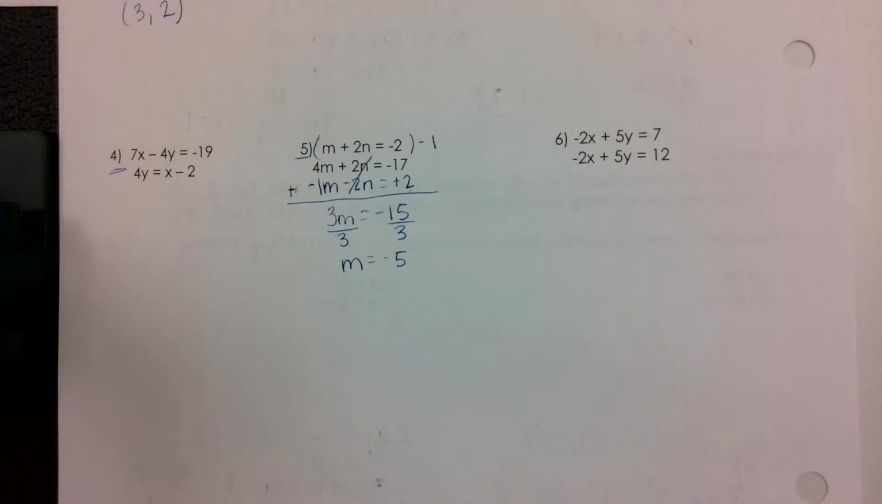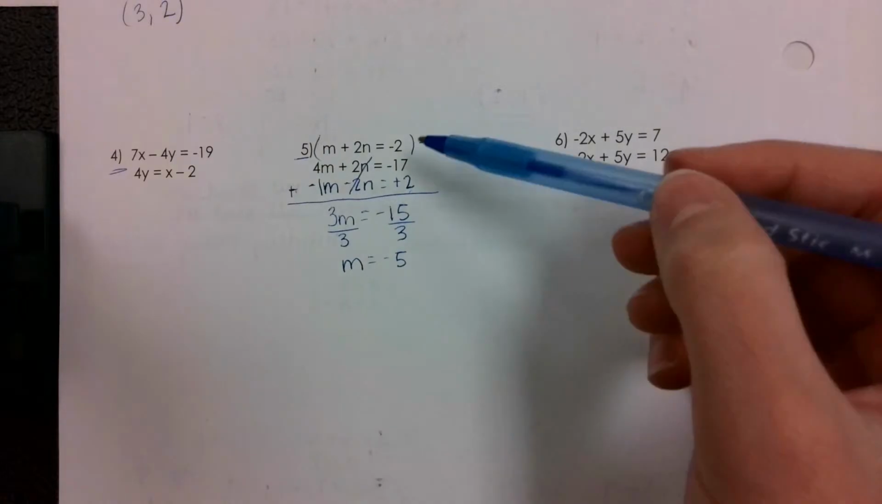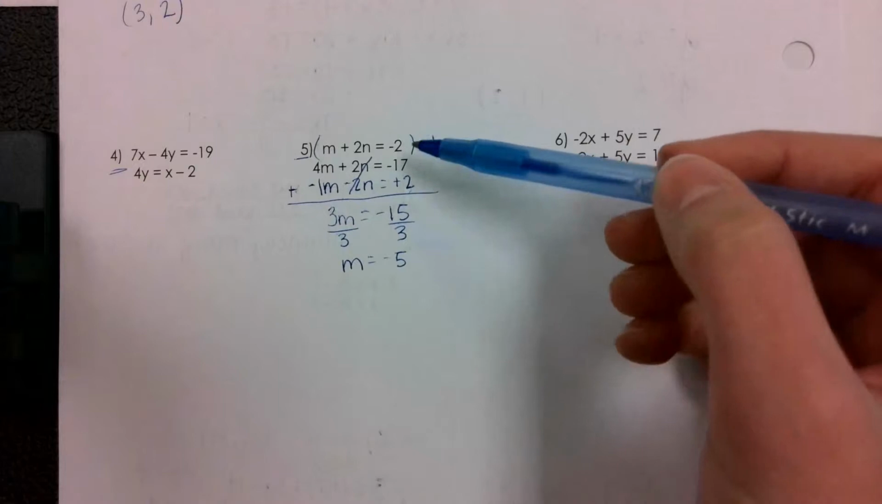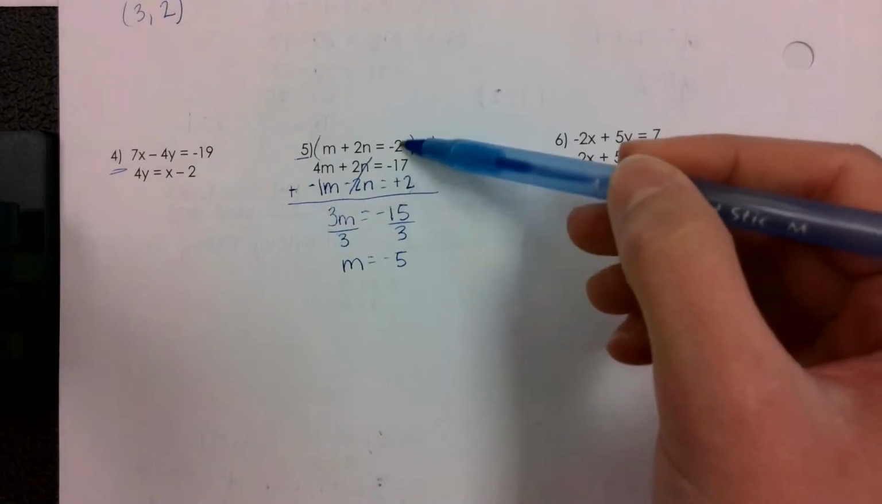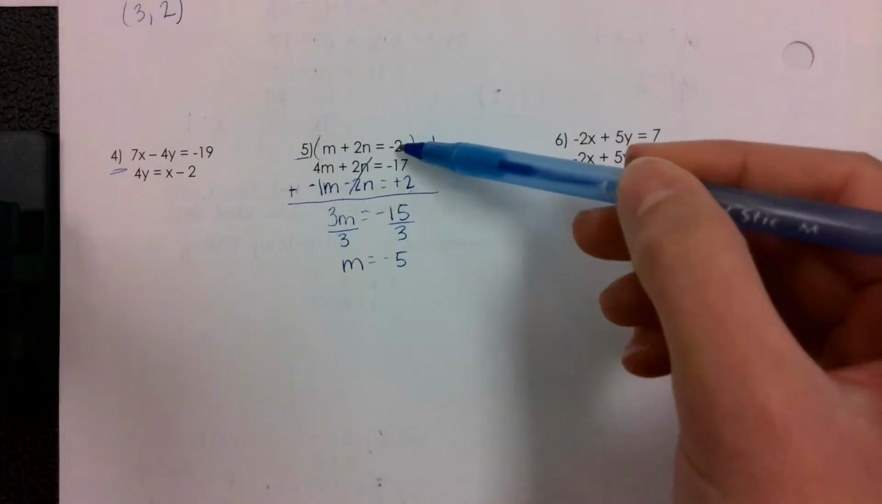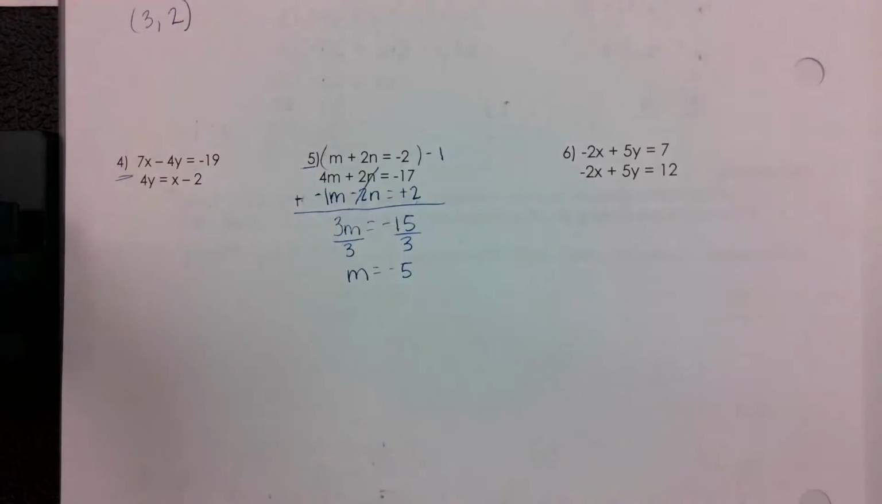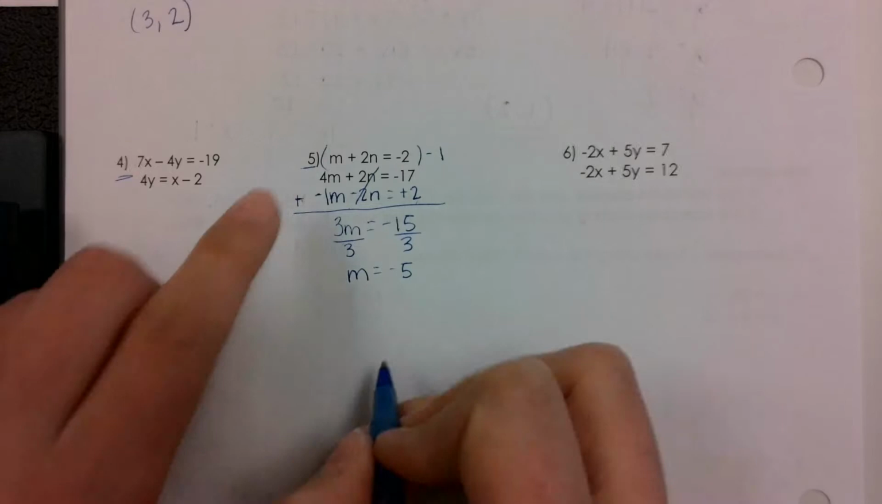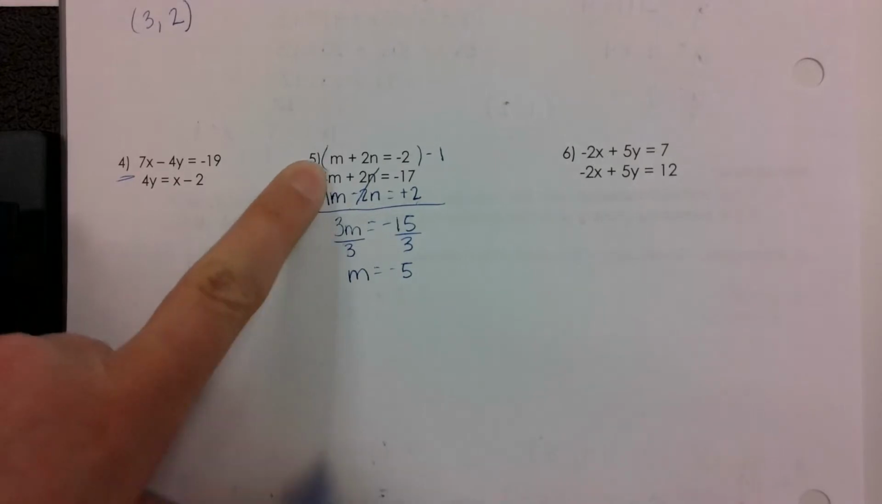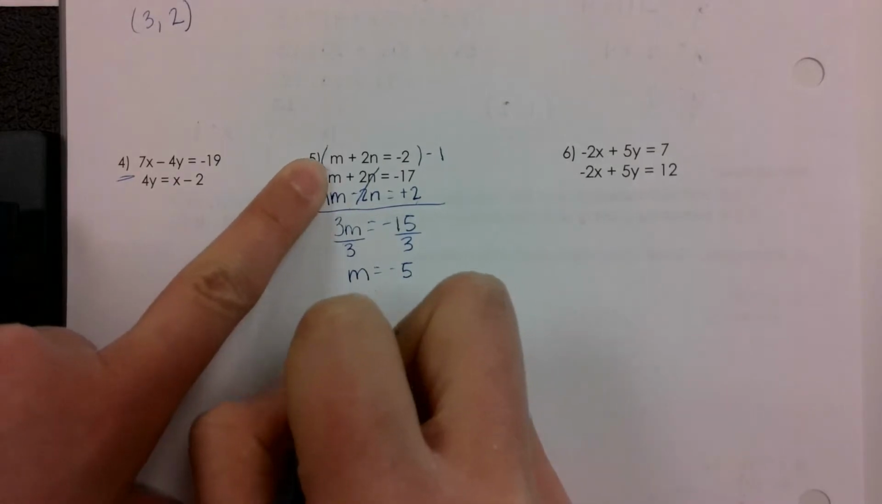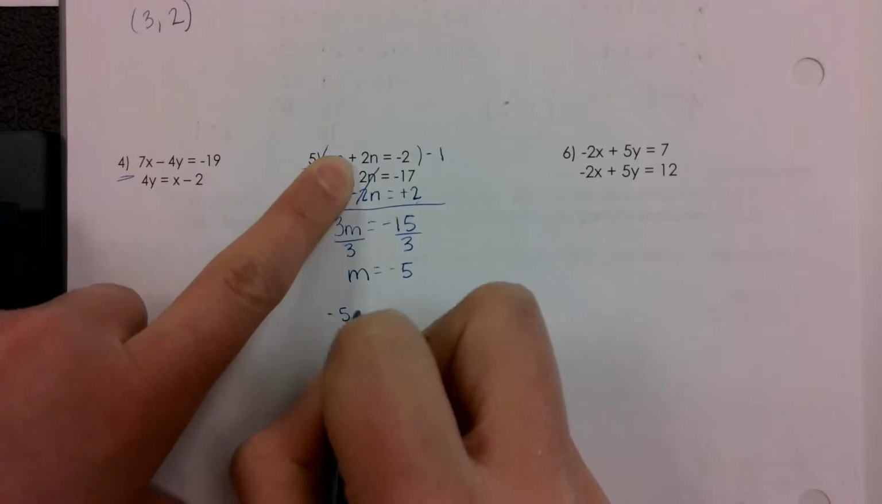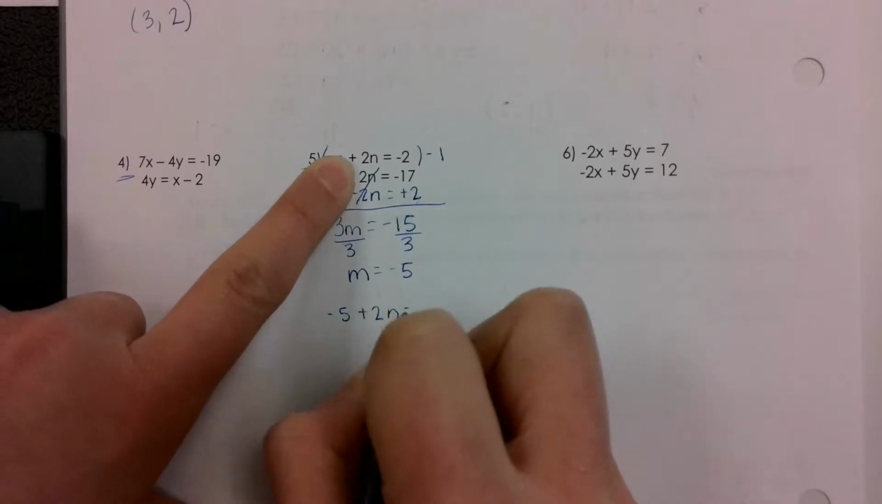We still have to find n, so you can plug back into one of your original equations. It can't be one that we've changed at all. So one of your original, one that's already on the page. So y'all want to use top or bottom? Top. I think top is easier just because there's less numbers in front of everything going on, right? So we'll plug into the top of the original equation. So we're going to have negative 5, because that's going in place of m, plus 2n equals negative 2.